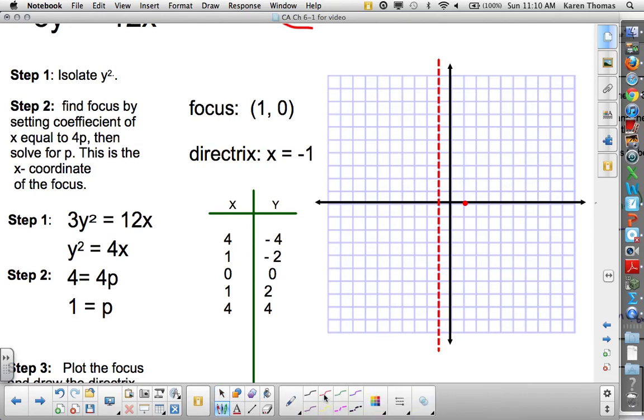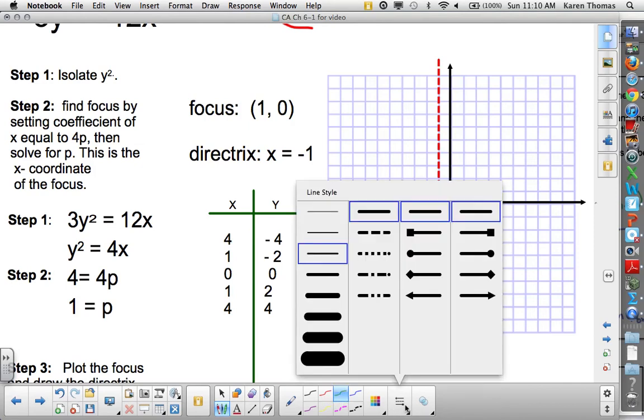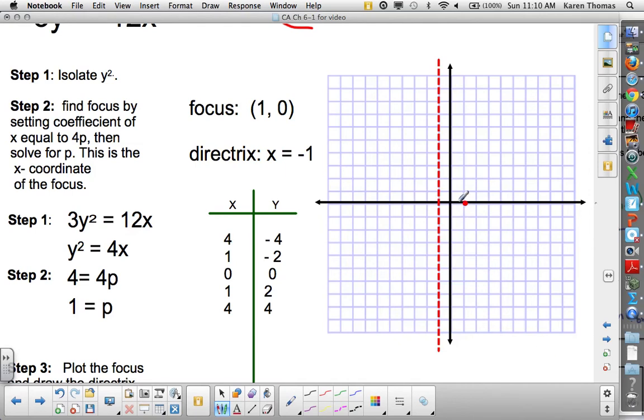I'm going to plot these points, and then draw my parabola. So I have (0, 0), (1, -2), (4, -4), and the same on this side. And connect it with a smooth, continuous curve.